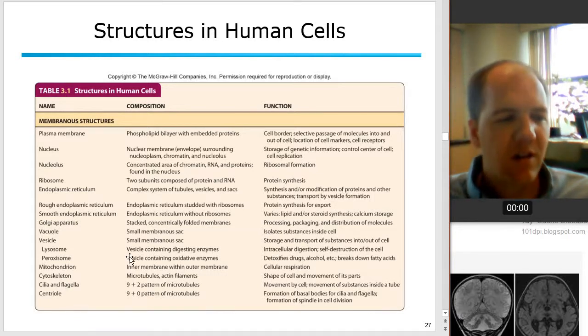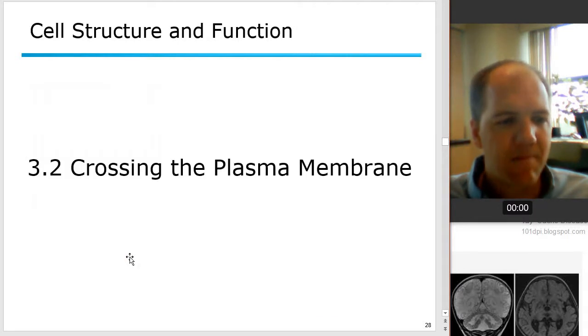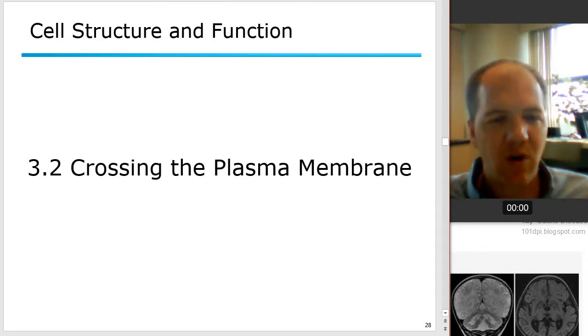There's kind of a thing to think about as you're comparing these different structures to different things. Alright, that's where we're going to end this little part, and then we will pick up with things crossing the plasma membrane.